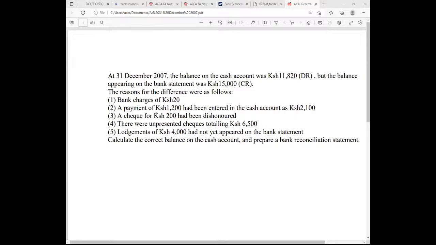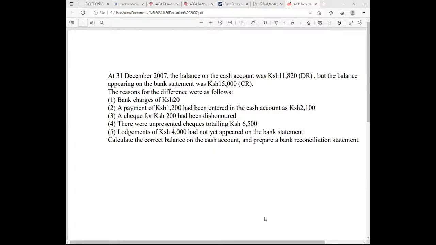We have a payment of Kenya shillings 1,200 that had been entered in the cash account as 2,100. So there are two ways here. You see, this is an error in the cash book. We were supposed to credit this account with the 1,200, right? Because a payment of 1,200 had been entered in the cash account as 2,100.